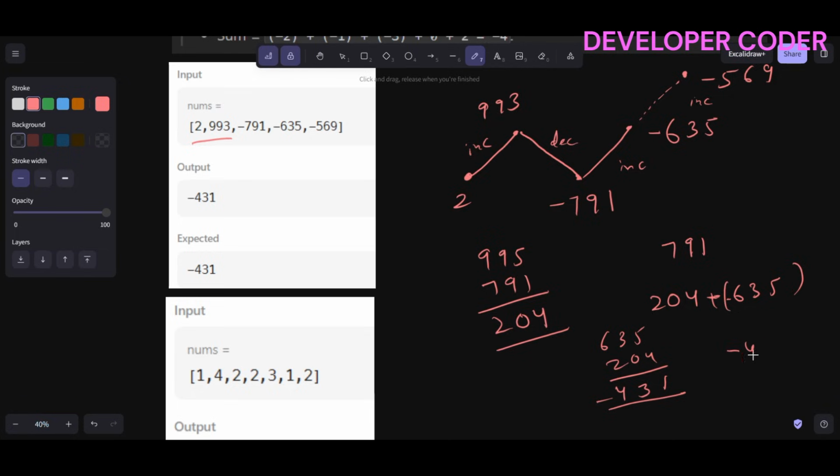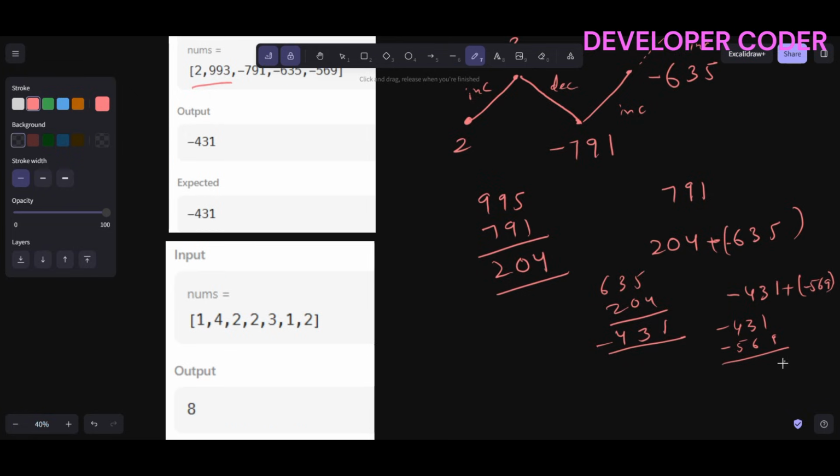Now in minus 431, if you add minus 569, what are you going to get? Minus 431 and here minus 569. That simply means we have to do some addition here. 9 plus 1, 10. 6, 7, 8, 9, 10. Here 5, 4, 9, 10. So 1000, minus of 1000. Minus 431 minus 569 is nothing but minus 1000. Clear this part?